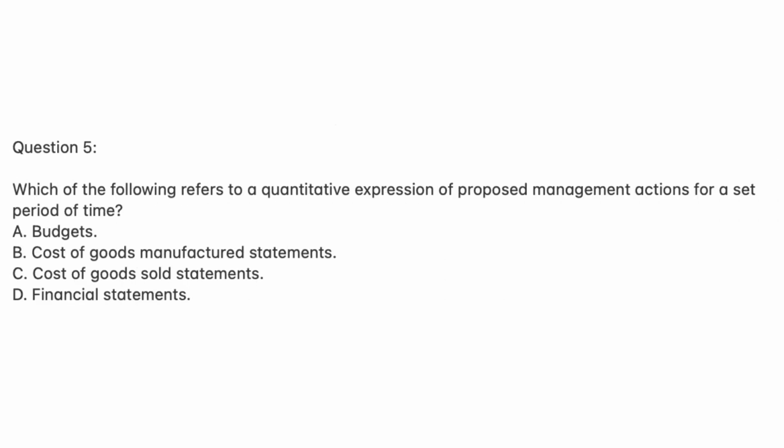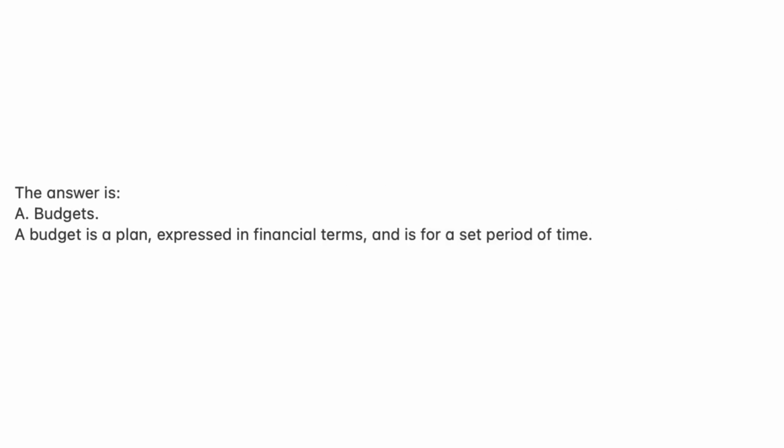Question 5. Which of the following refers to a quantitative expression of proposed management actions for a set period of time? A. Budgets. B. Cost of goods manufactured statements. C. Cost of goods sold statements. D. Financial statements. The answer is A. Budgets. A budget is a plan, expressed in financial terms, and is for a set period of time.